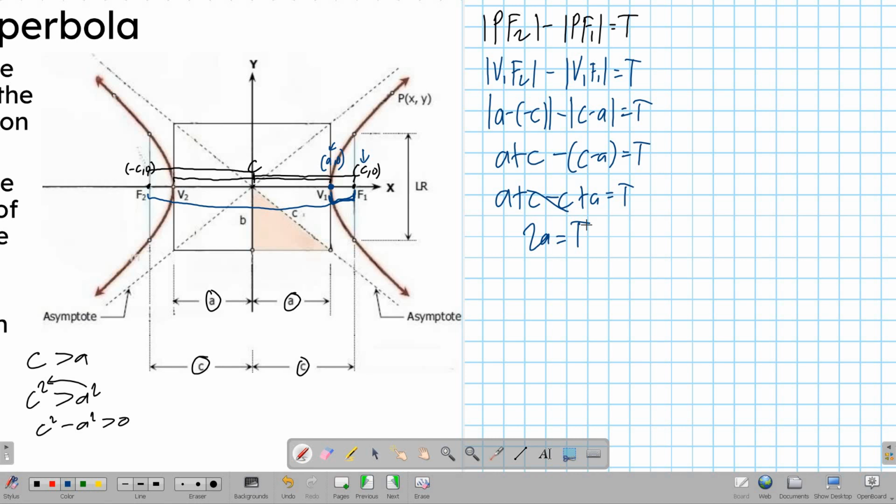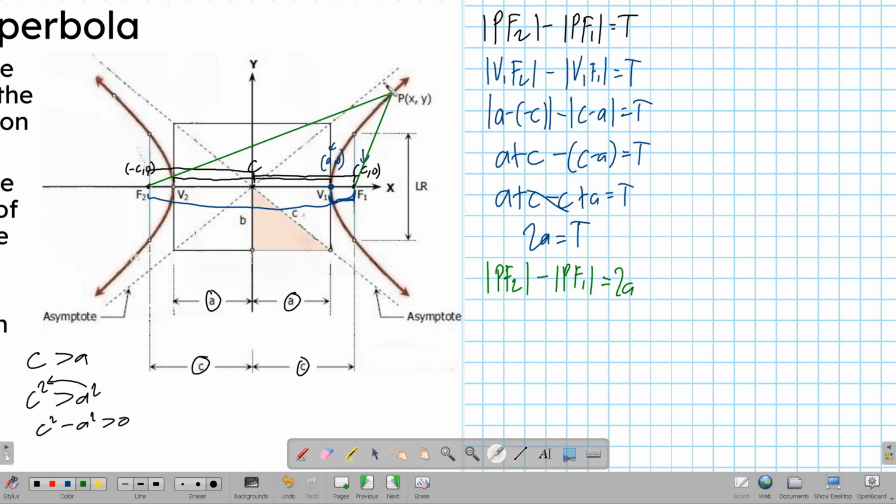Now, if you also notice, I always started with f sub 2. I'm going now to derive the equation of the hyperbola. We start with p f sub 2 minus p f sub 1 equals 2a. I start with f sub 2 because if we draw the line, this is p, then to f sub 2, then p to f sub 1. As you can see, the distance between p to f sub 2 looks like it's longer.